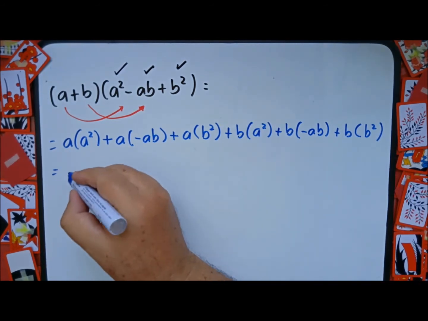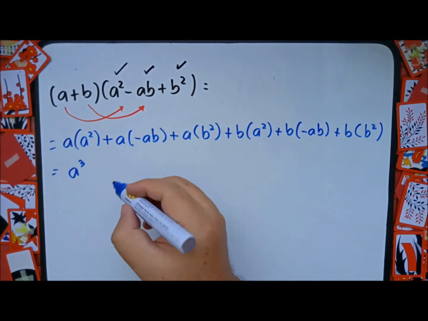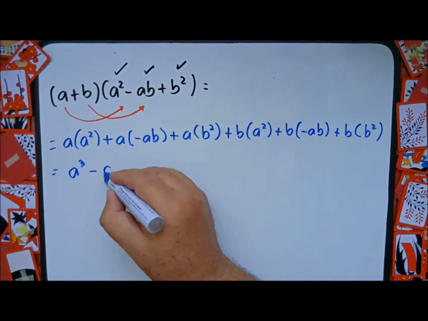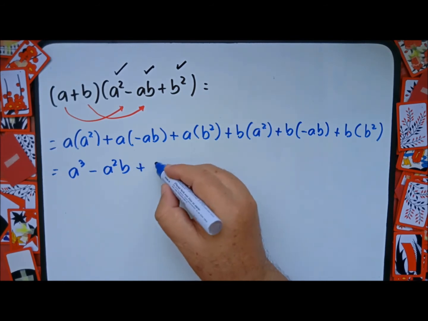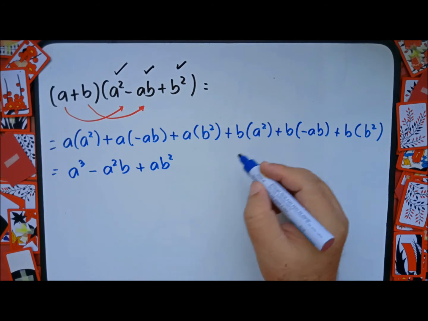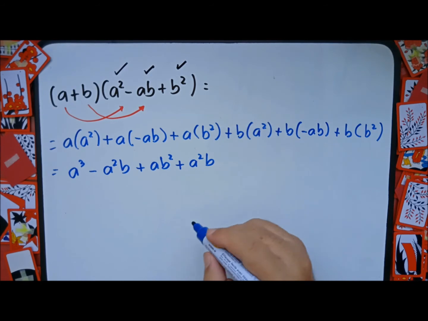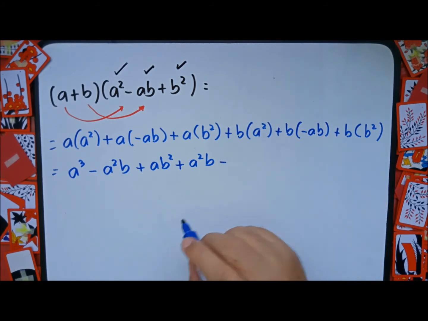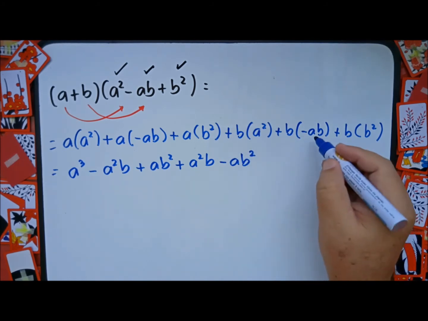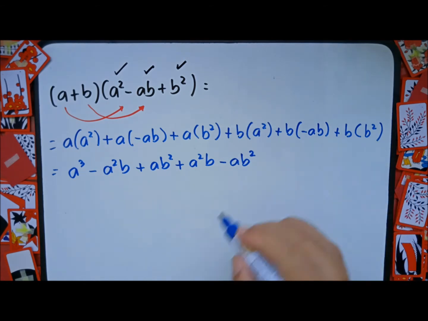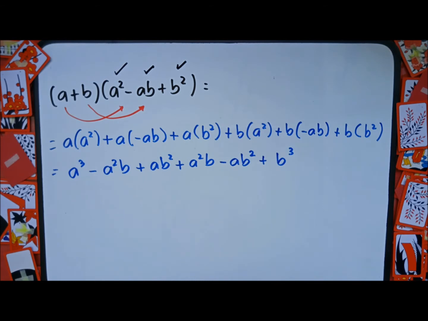This will become what? A times a squared. This will become a cubed. 1 plus 2 is 3. Positive times negative will become negative. A times a is a squared b. Next, a times b squared is ab squared. Next, plus a squared b, because a comes first, then b. Then, negative ab squared. Positive times negative is negative. A times a will become a. B times b is b squared. Plus b cubed.